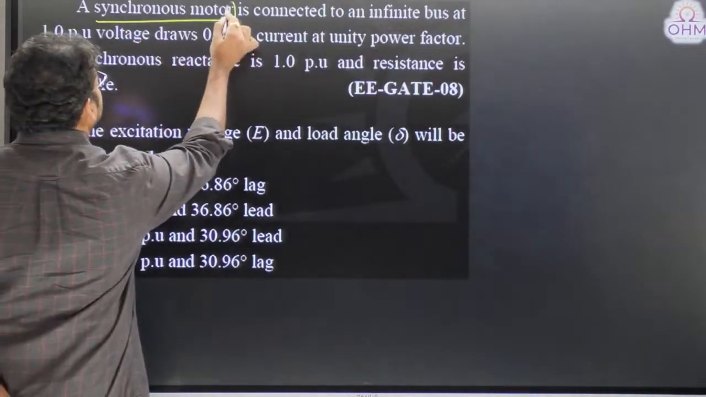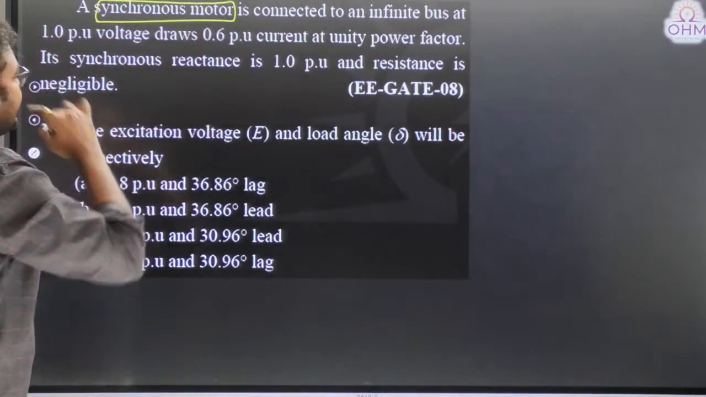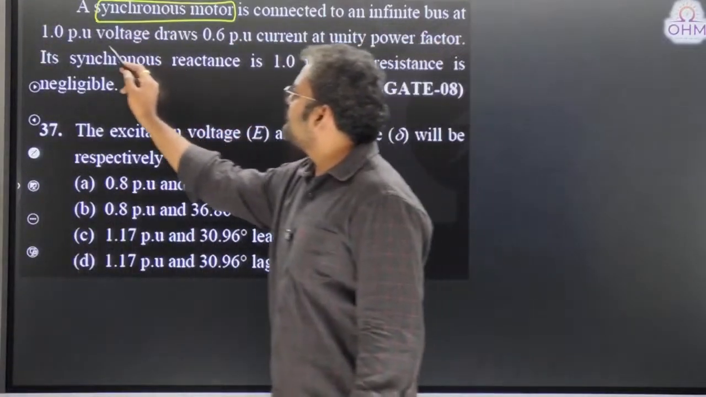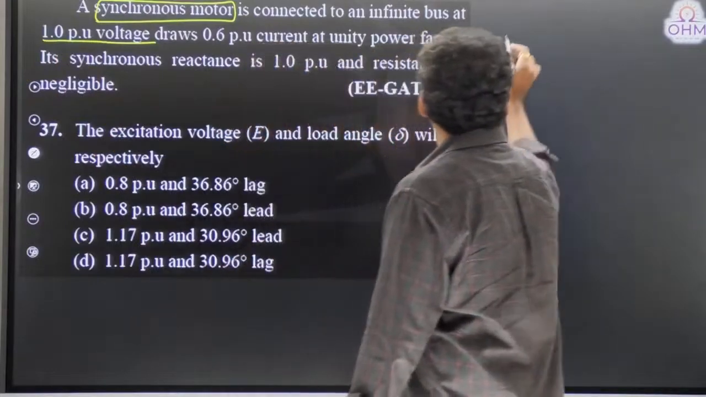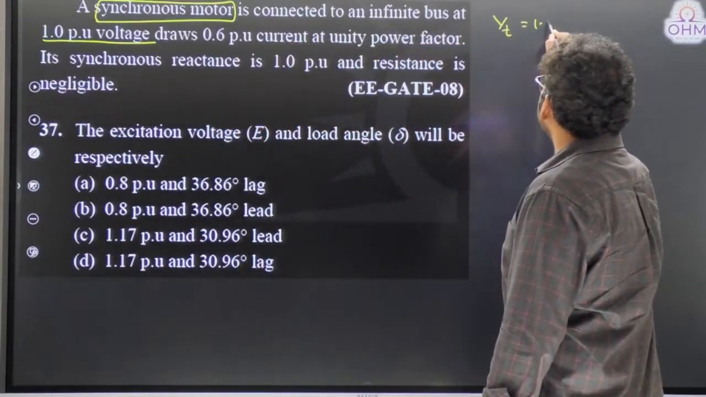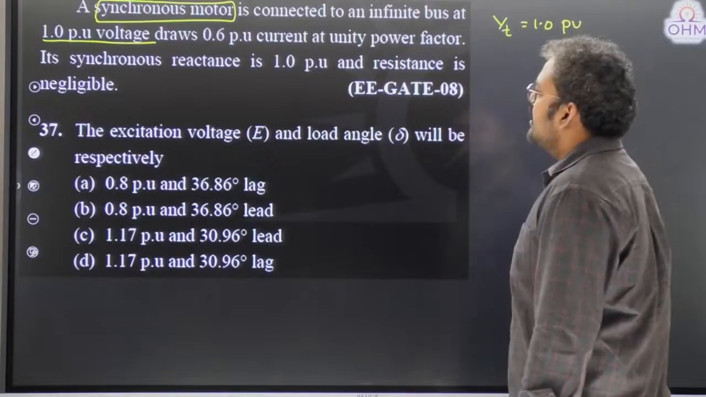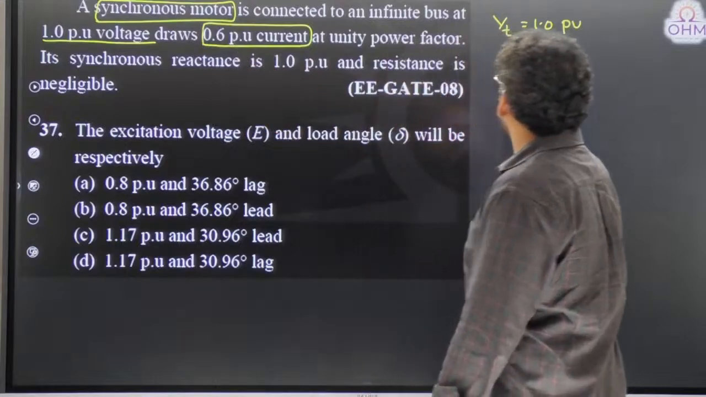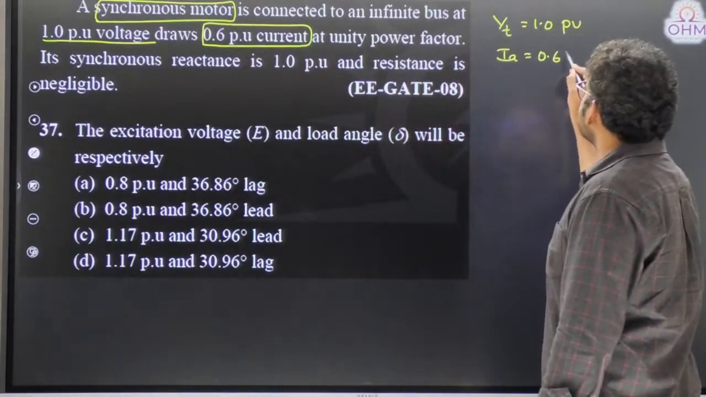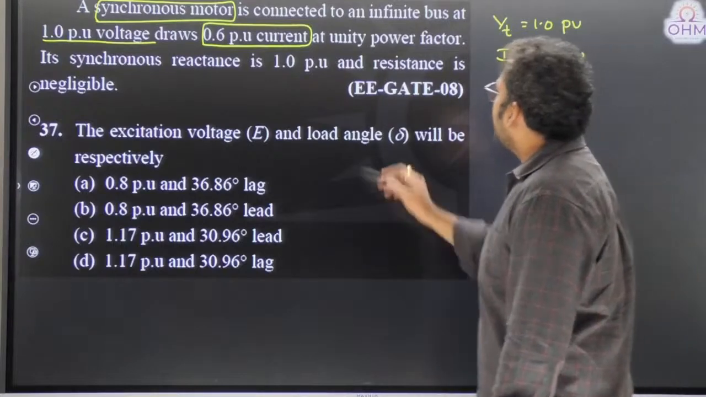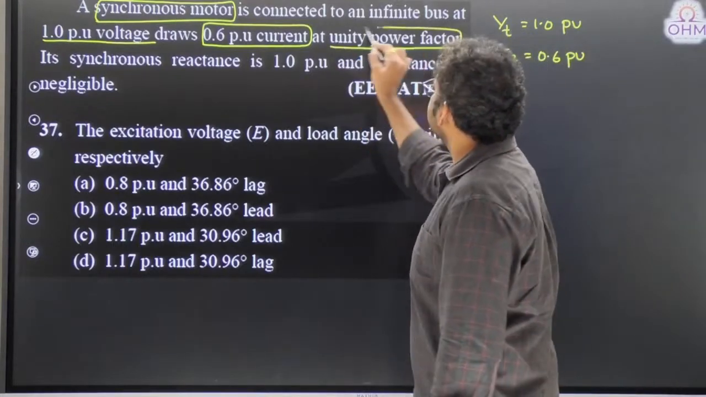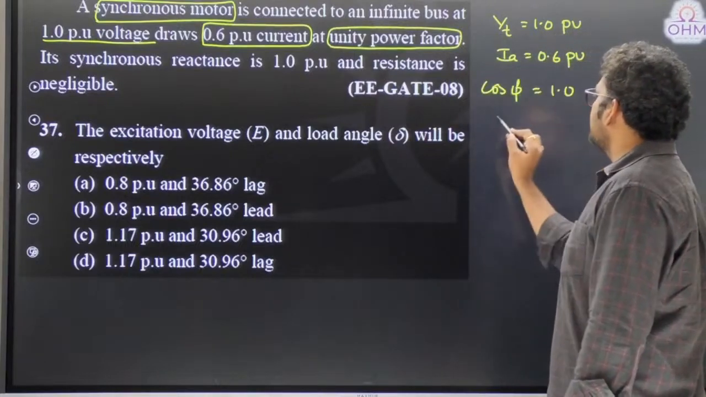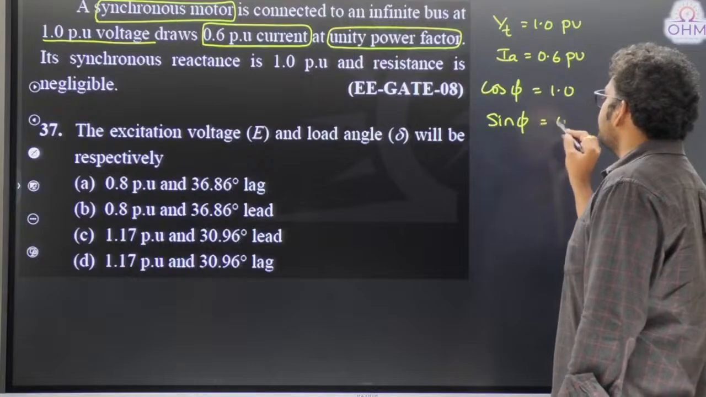All the values are in per unit values. The machine was connected to an infinite bus voltage of 1 per unit. That means the terminal voltage of the motor is 1 per unit, and it is drawing 0.6 per unit current. Therefore armature current was 0.6 per unit, and unity power factor, that means cos phi is equal to 1, so sin phi is equal to 0.